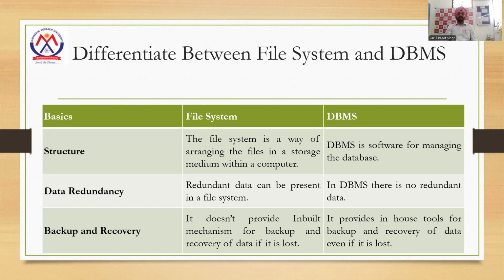Now comes the second thing, that is data redundancy. Redundant data can be present in a file system. In DBMS, there is no redundant data. So this is a big advantage of DBMS. Third is backup and recovery. In file system, it does not provide inbuilt mechanism for backup and recovery of data if it is lost. As compared to that, DBMS provides in-house tools for backup and recovery of data, even if it is lost.